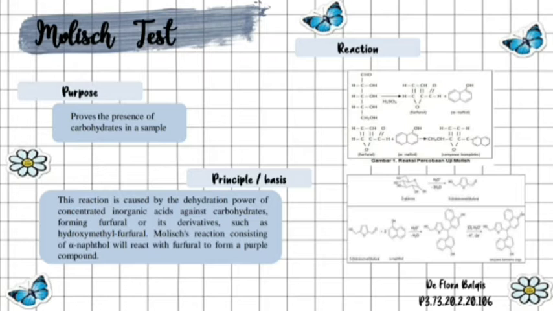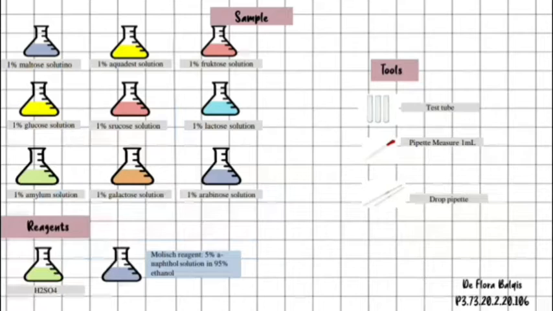This is the sample for the Molisch test. First, there are maltose solution, aqueous solution, fructose solution, glucose solution, sucrose solution, lactose solution, amylum solution, galactose solution. There are maltose, aqueous, fructose, galactose, glucose, sucrose, lactose, amylum, and arabinose solution.